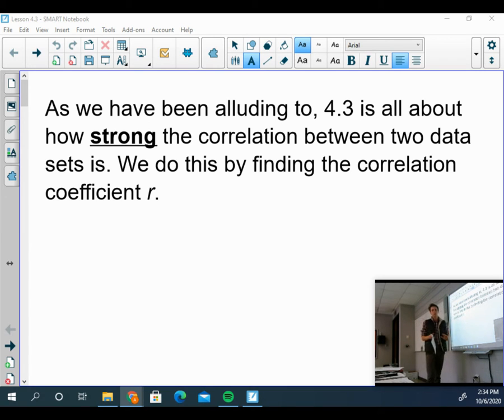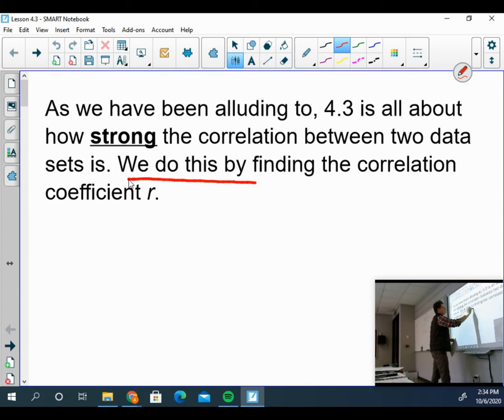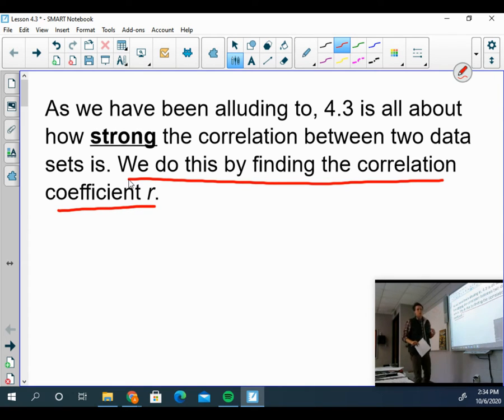We know how to identify whether it's strong, weak, or moderate just by looking at the scatter plot, whether it's positive or negative. But how do we physically quantify it? What's the difference between a strong correlation and a really strong correlation? And that's what we're going to talk about in 4.3 today. We're going to do this by finding the correlation coefficient R. Okay? R is the variable for correlation coefficient. Essentially, there is a mathematical way where we can calculate how strong or weak the correlation between two data sets is. Correlation being a fancy word for relationship. Okay? So let's dive into this.